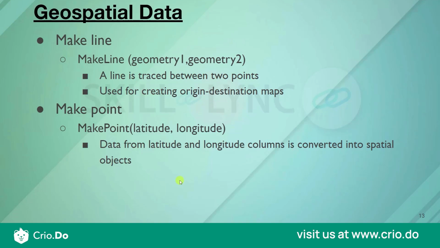The second one is MAKEPOINT. MAKEPOINT works on latitude and longitude. It converts data from latitude and longitude columns into spatial objects, so it converts the data from projected geographical coordinates into spatial objects. This will be readily, easily available for your data whenever you have latitude and longitude points, which will come up by default. Tableau picks up the regions well. It will show you this latitude and longitude, and it will convert those columns into spatial objects.